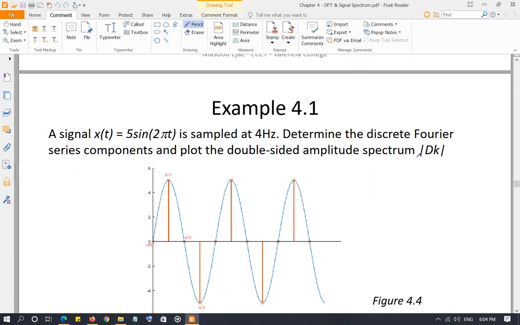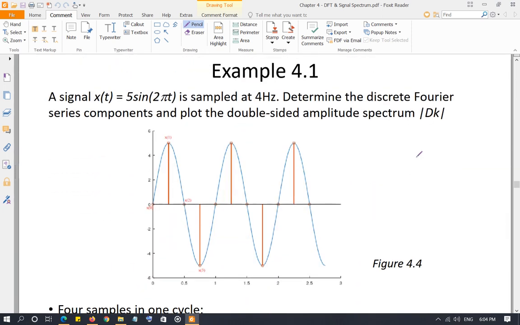So let's quickly first discuss example 4.1 and see how we calculated the frequency component dk for the discrete Fourier series for this example. In this example, I have a signal 5 sine 2 pi t. Omega is 2 pi f, so f is 1 hertz in this problem, and the signal is sampled at 4 hertz. That means it is sampled greater than the Nyquist rate. The Nyquist rate for this will be 2 hertz, so it is twice the Nyquist rate, hence it is oversampled.